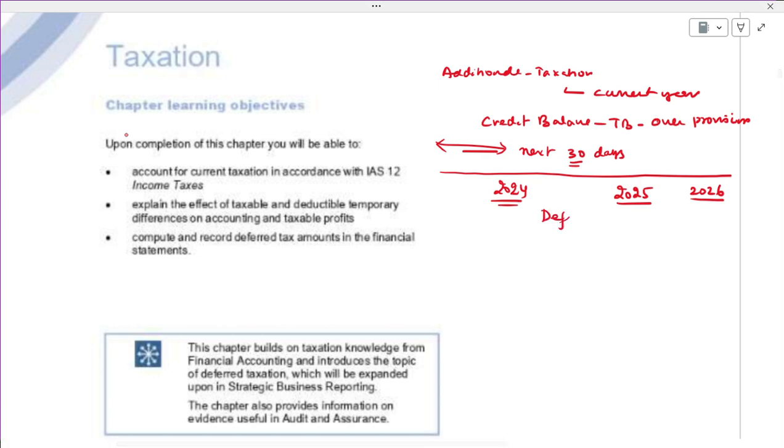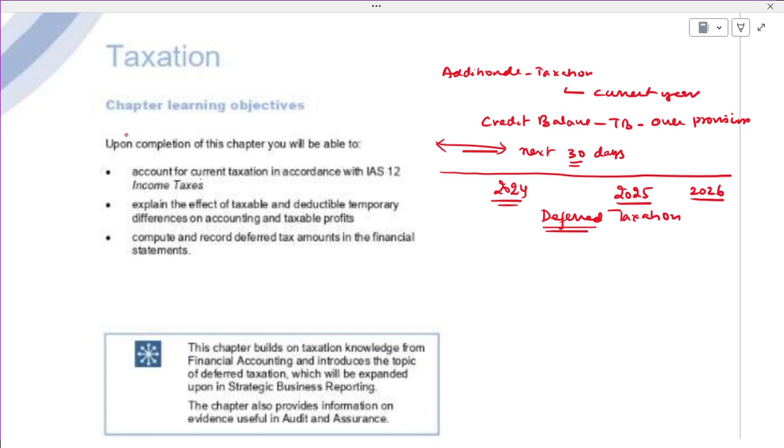This type of taxation is called deferred taxation. You are deferring the tax with respect to the specific period during which you are going to pay. That means you should know in which year you have to pay, and in that year you have to take it into account.